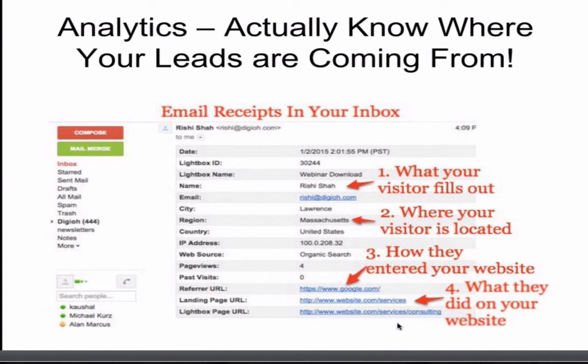Once someone signs up on your site, this is the email receipt that you're going to see. So for example, you see okay, here's their email. Here's the city, region, and country they live in. So we'll tell you exactly where they're located. Someone fills out one of your forms on your site with Digioh, we'll tell you exactly in real time where they are located. Then we tell you how they entered your website. So for example, if they came from Facebook, if they came from Google, if they came from a partner site, if they came from your other sister sites, if they came from Yelp, we'll tell you exactly where they came from.